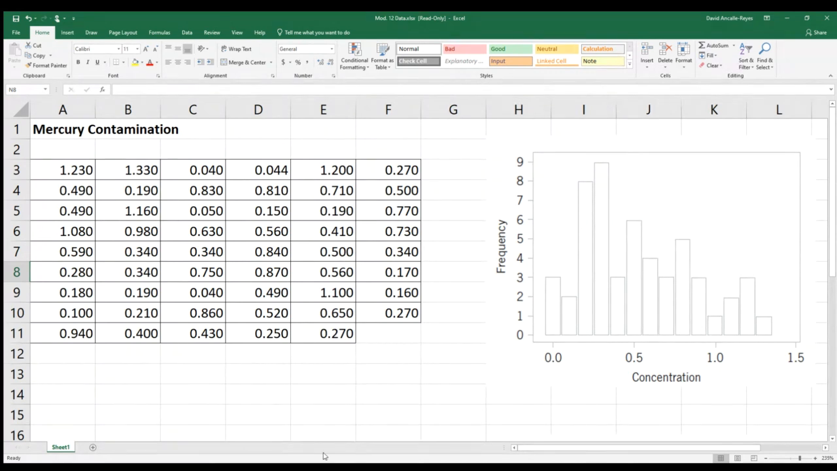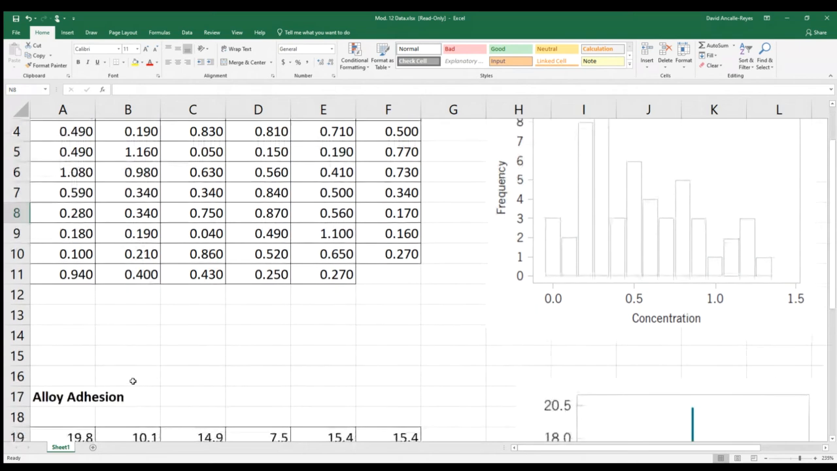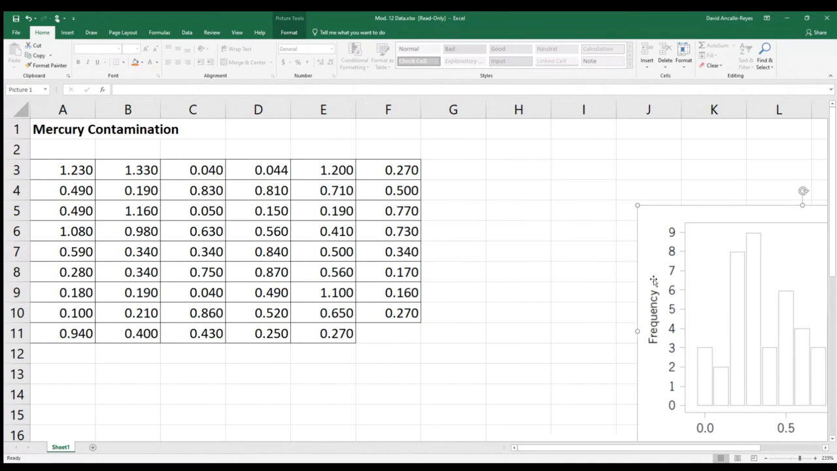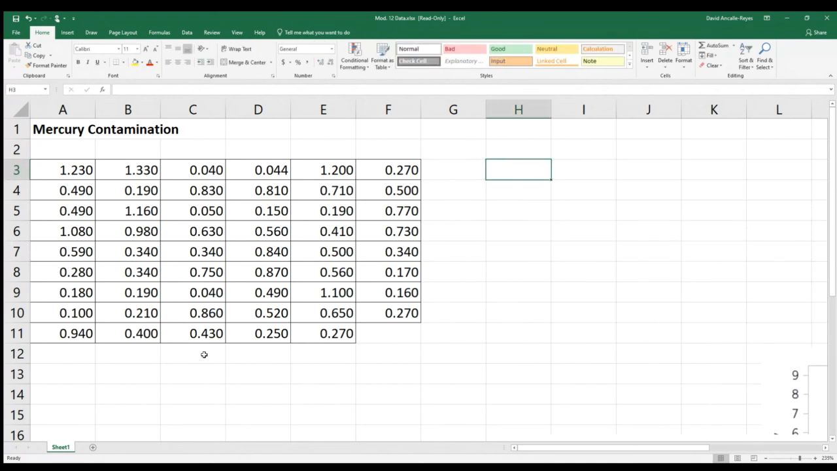I'd like to find a 95% confidence interval on the mean of the mercury contamination. In this case, we have 53 measurements. So I can figure out what my n value is. We have 53 observations, therefore n is going to be 53. You don't have to count them yourselves, I'm telling you this. We have 53 values there.